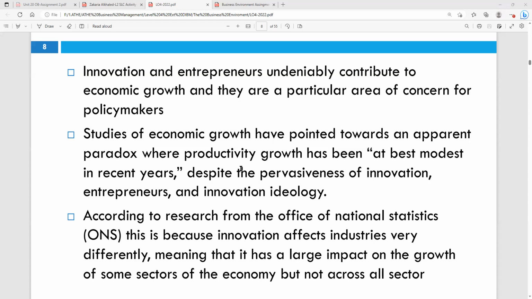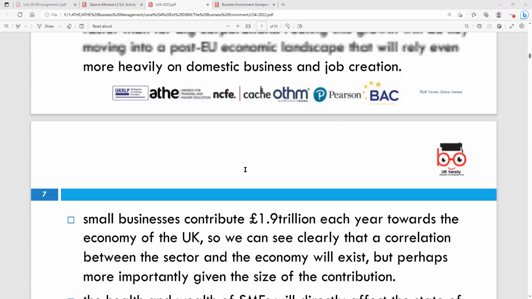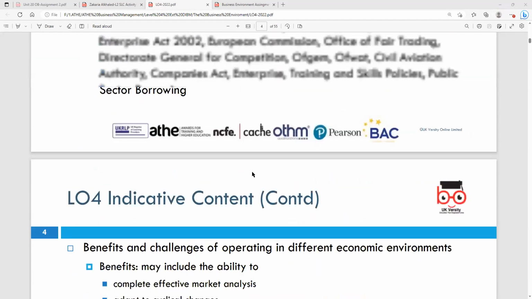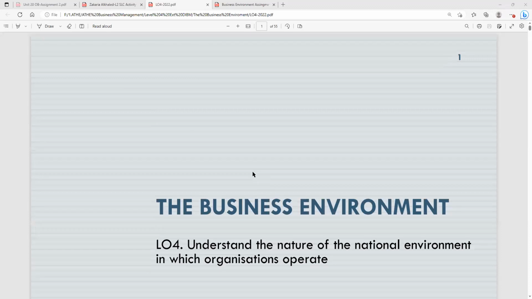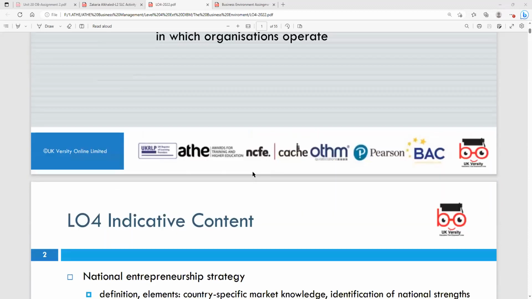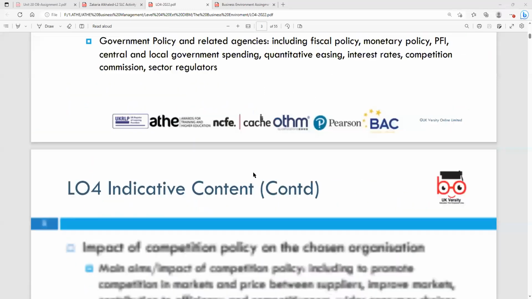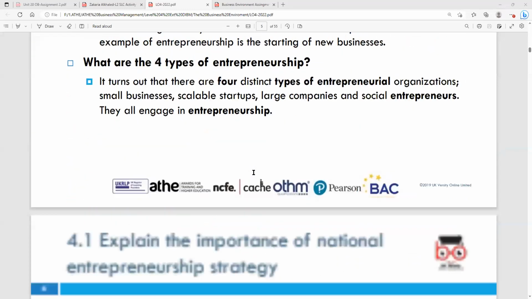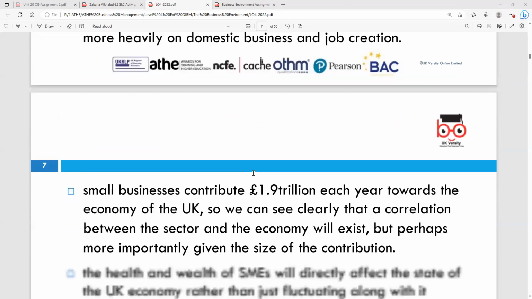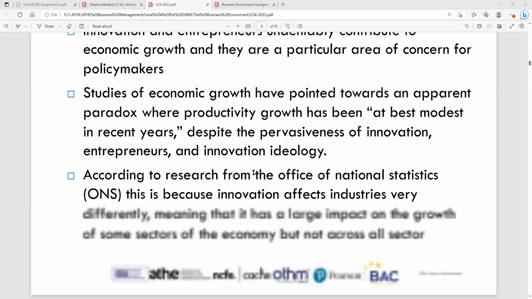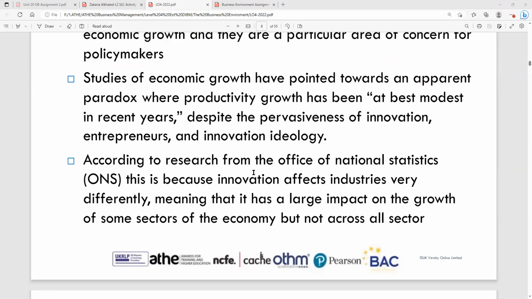So our LO2, which is here at the top of the first page, is to understand the nature of the national environment in which organizations operate, and it's to do with the strategy, to do with entrepreneurship. So this is a very important factor when we are considering entrepreneurship. So the importance of national entrepreneurship is very important. So the government must take account of this.